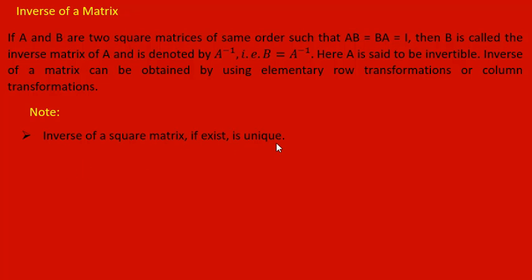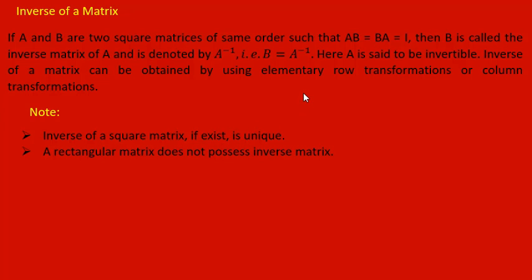Now the inverse of a square matrix, if it exists, is unique. Now what does it mean? It is not necessary that you get the inverse of a square matrix. It is possible or it may not be possible. Now if it is possible, then it is unique. That means each one of you will get the same answer.